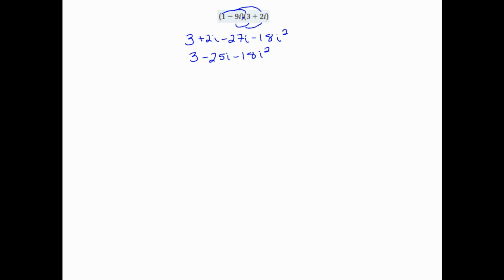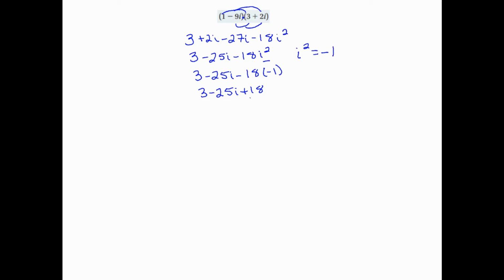So like I said, I'm assuming you already know that i squared equals negative 1. So we're going to substitute that in. So 3 minus 25i minus 18. And we're going to replace this i squared with a negative 1 because we know i squared is negative 1. So now it's going to say 3 minus 25i. And negative 18 times negative 1, that turns it into plus 18.